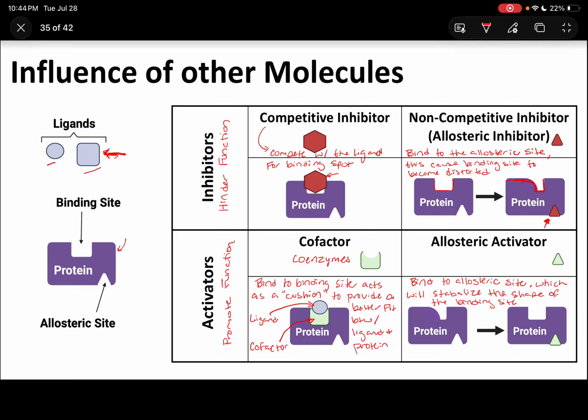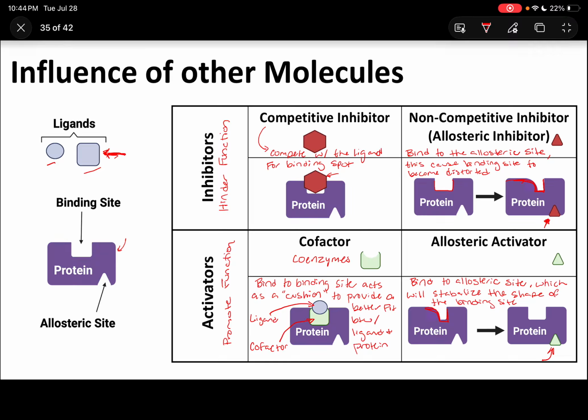So in this case, we can see that the binding site of the protein was not adequate before we had the allosteric activator. You can see that this shape would not accommodate the ligands, but once the allosteric activator is in place, it causes the shape of the binding site to be correct and to be able to receive the ligand, okay? So kind of the things you need to really focus on here is, where does this thing bind and what effect does that have?